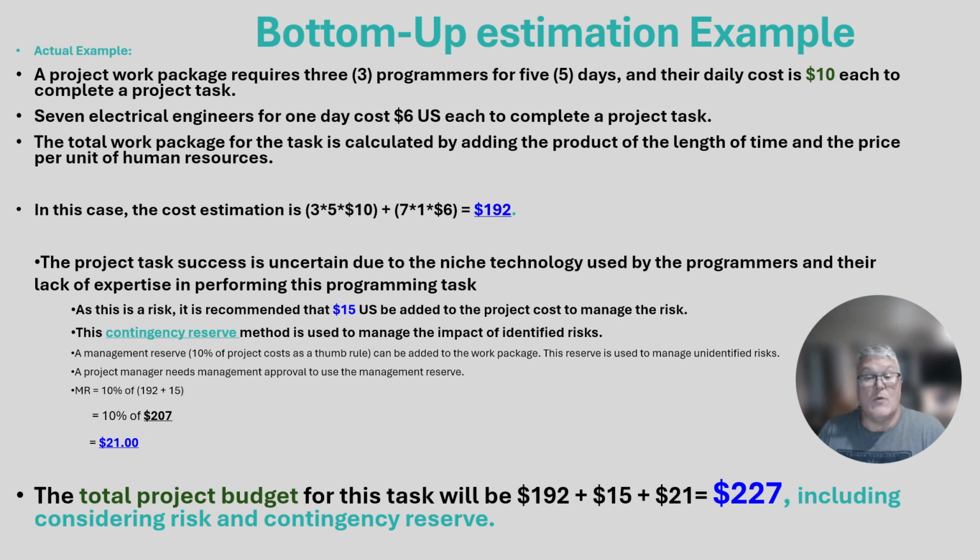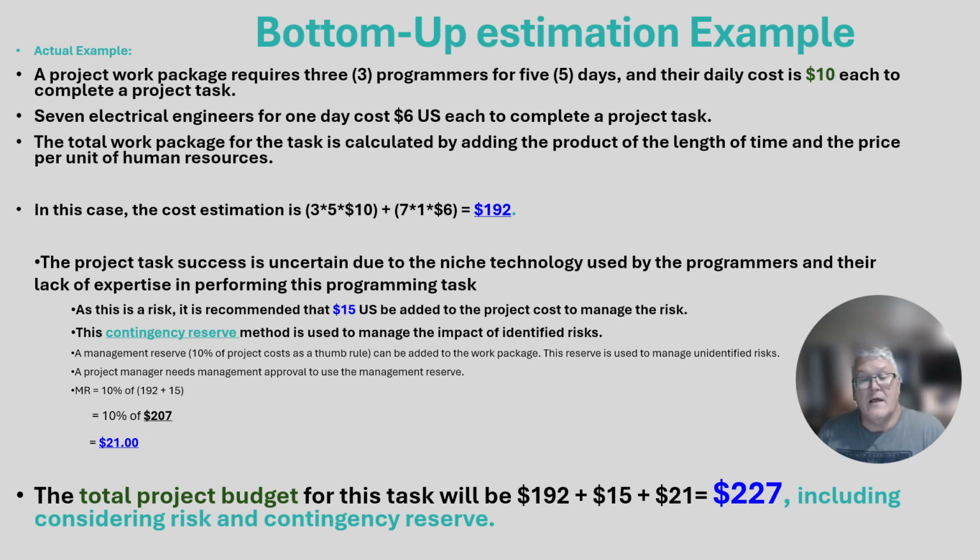As this is a risk, it is recommended that $15 be added to the project cost to manage the risk. This is contingency reserve, so we're throwing a lot of things in here, and this is, like I said, a practical, real-world type of situation. So a management reserve of 10% of project costs is being used. It's added to the work package.